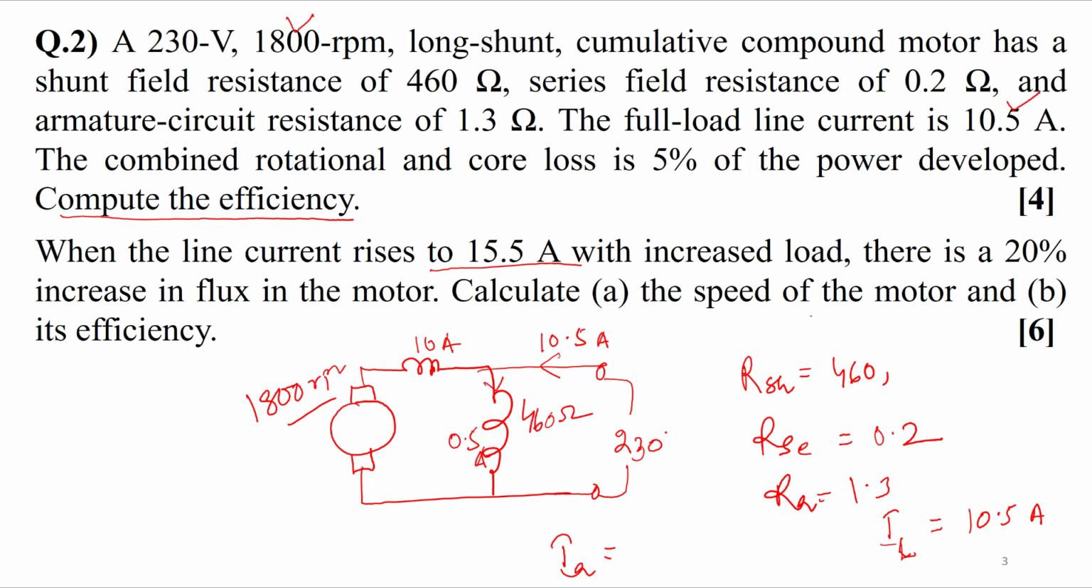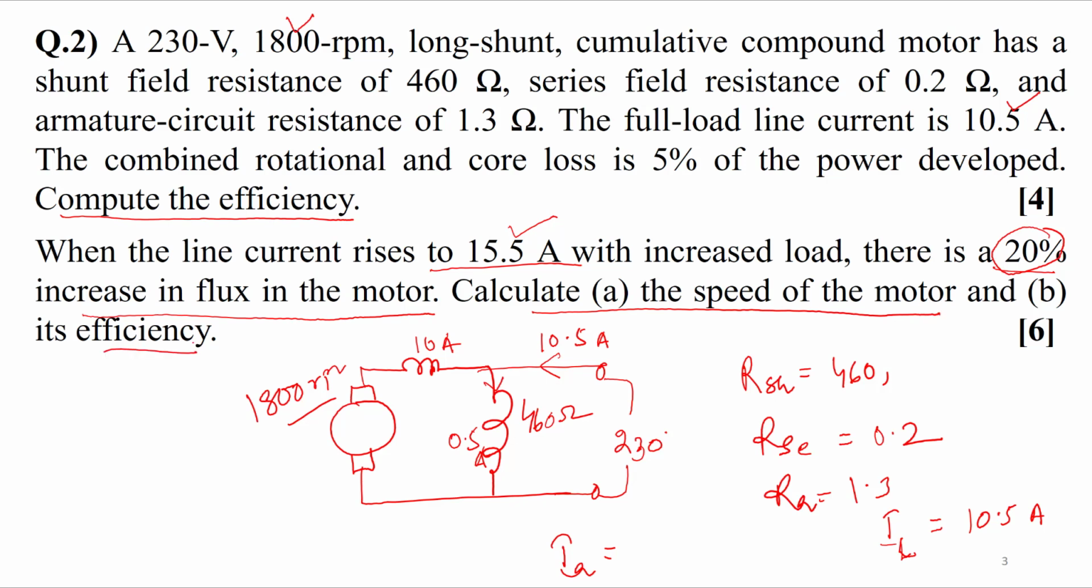the load increased on the motor and the line current increased to 15.5 ampere, and there is a 20% increase in flux in the motor. It is because of the series field winding, because as the armature current increases, the flux will also increase. So the increment is mentioned here, 20%. Now I have to calculate the new speed of the motor and the efficiency.